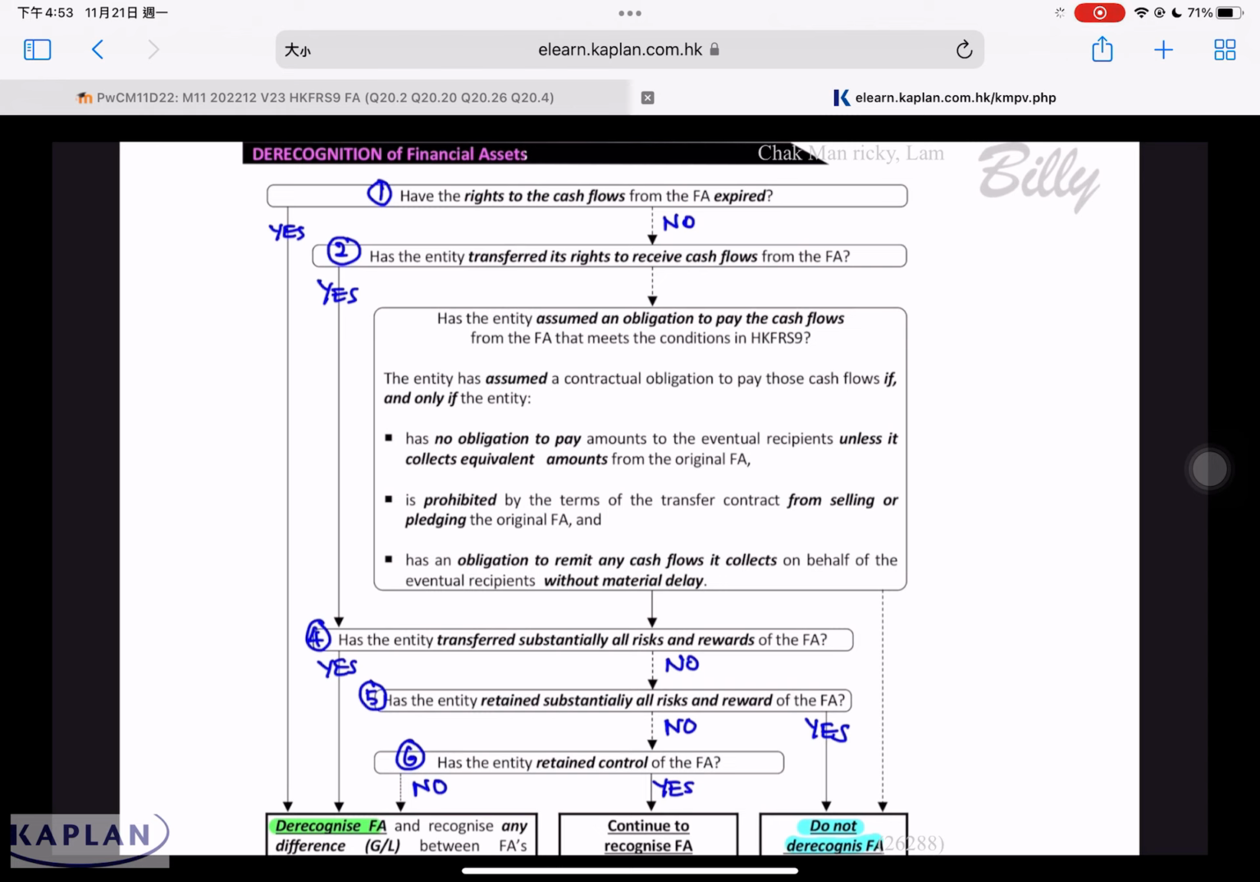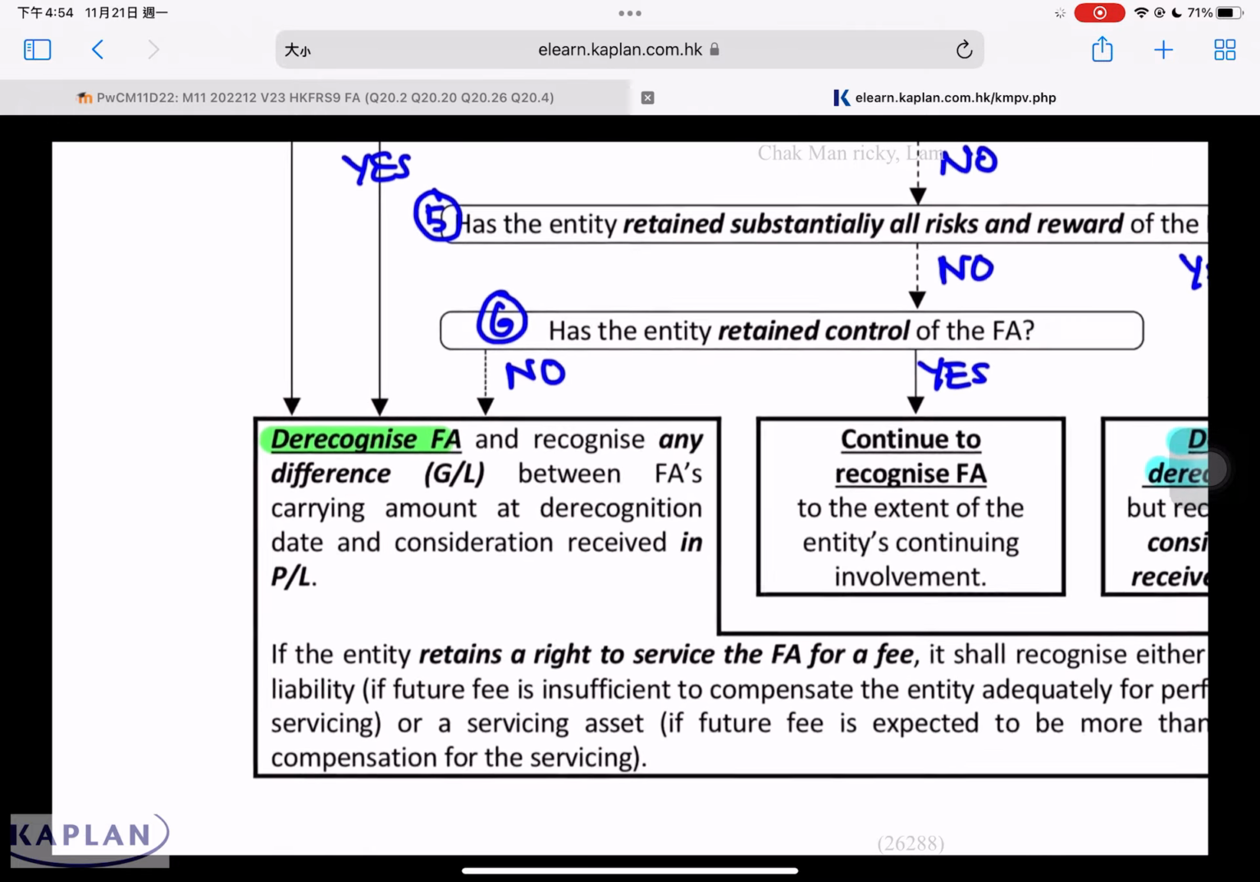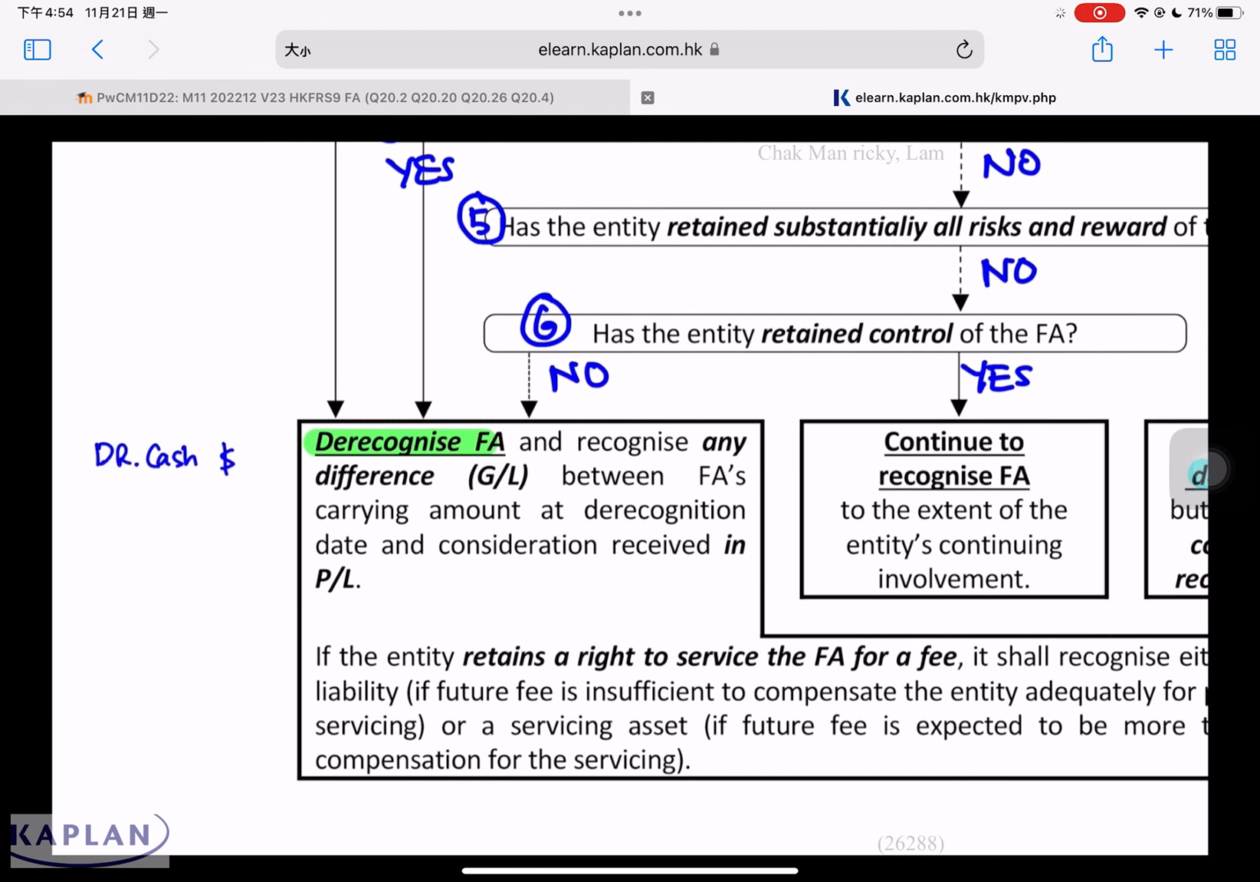You can see from here, when do you derecognize financial assets? You derecognize financial assets when the right to cash flow expire, or when the entity have transferred substantially all risk and real ownership, or when neither there's transfer nor retain substantial risk and real ownership, but the entity do not have control. When you need to derecognize, what should we need to do? For example, we debit cash $60, credit financial assets $58. The difference of $2 will be a credit to P&L.